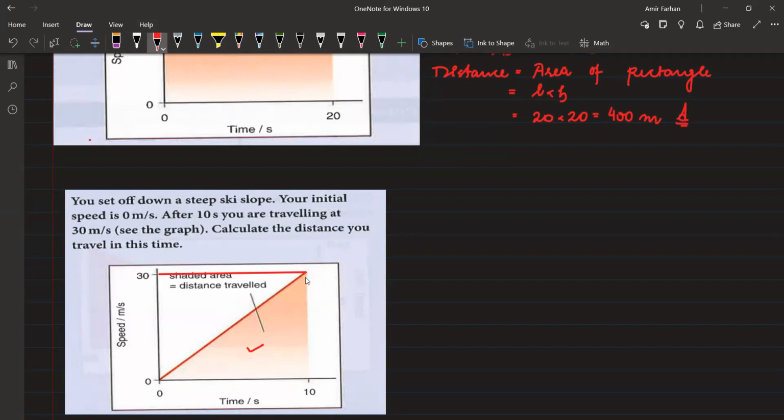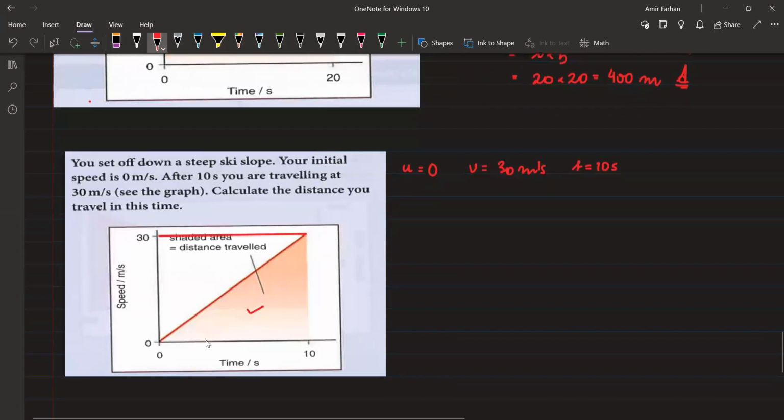So as you can see, Ayaan, the area covered will be the area of the right angle triangle, yes or no? Area covered will be half into... as you know, the initial speed was 0, final speed was 30 meter per second, and the time taken to cover the distance is 10 seconds. This is the base, this is the height. What is the area of a right angle triangle, Ayaan? Half into base into height. Base, not breadth, it's base.